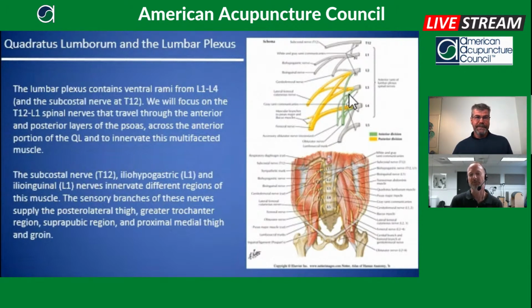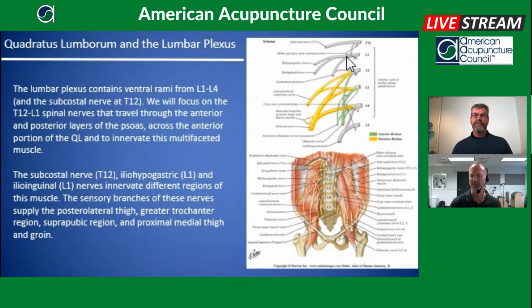The quadratus lumborum has a relationship, at least in terms of topography, with the lumbar plexus, but it's really a little bit more complex than just that. First of all, a review of the lumbar plexus. This is coming from the ventral rami of L1 through L4. But if you look at this top image, the subcostal nerve, the T12 intercostal nerve, shares some fibers down into L1. So really the subcostal nerve contributes to the lumbar plexus.